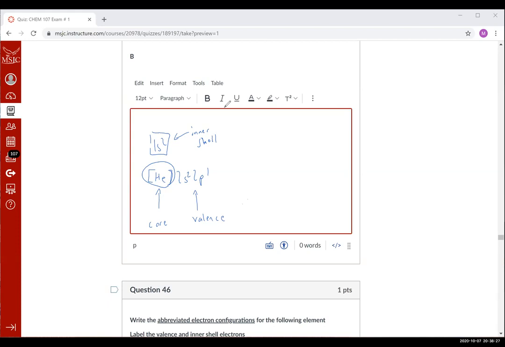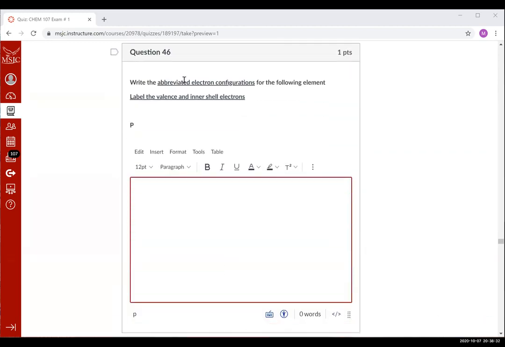Perfect. So let's keep going with this. And let's look at the next example. In 46, we're looking at phosphorus. The preceding noble gas, the noble gas before phosphorus, is neon. Next, we fill our 3s2 and 3p orbitals. These outer electrons are our valence electrons, while these electrons represented by this neon abbreviated configuration are our core electrons. Does that make sense?